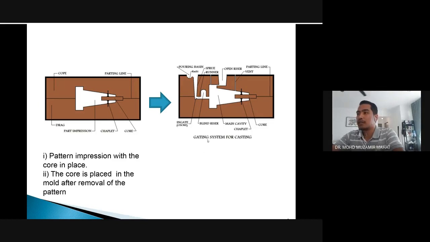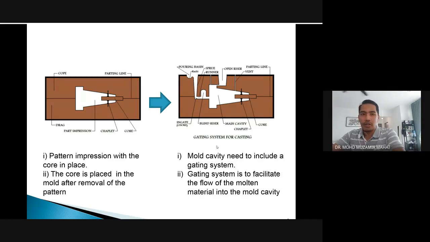So we have the gating system for the casting. Okay, this is a pouring basin. First and foremost, we are setting the pattern, right? And then after that we will be putting some setting on the pouring basin, open risers, so that all are connected to each other. Okay, so the reason for the gating system is to facilitate the flow of the molten materials into the mold cavity.